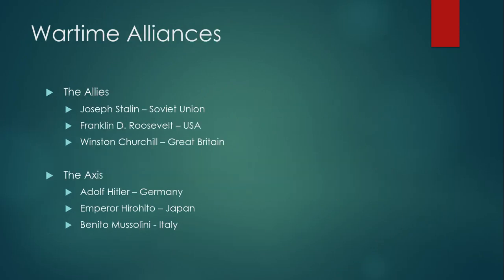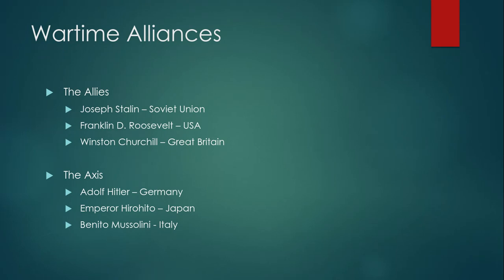Here we see the wartime alliances. Some similarities, some differences to World War I. You'll notice Italy this time is on the Axis. No flip-flopping this time. Japan is also there.